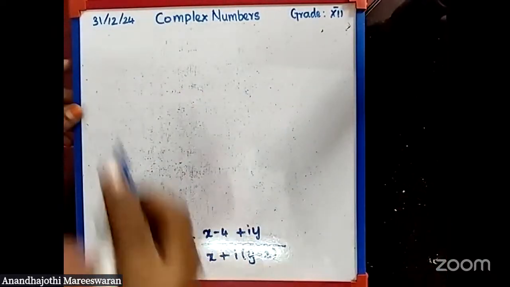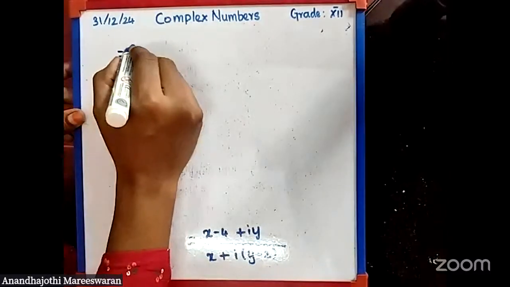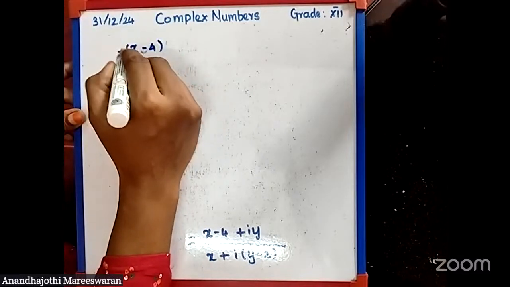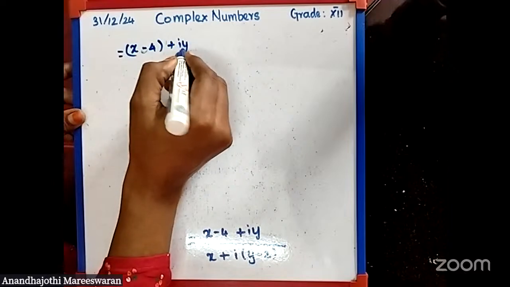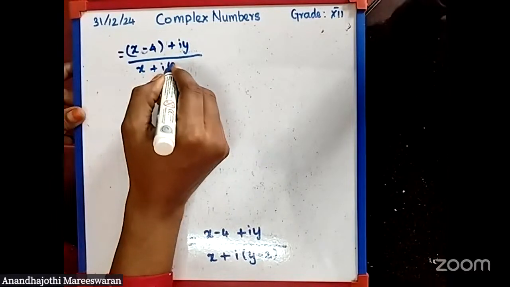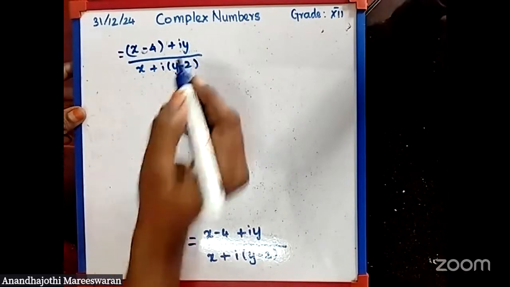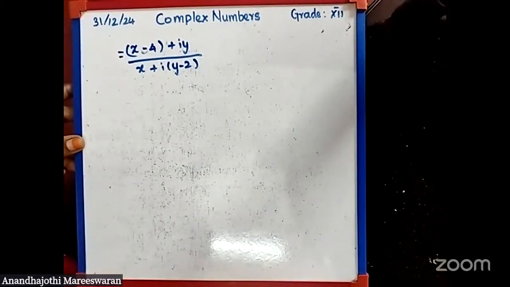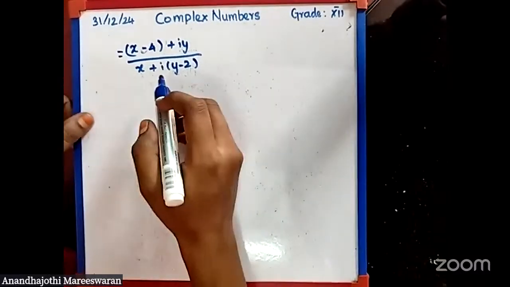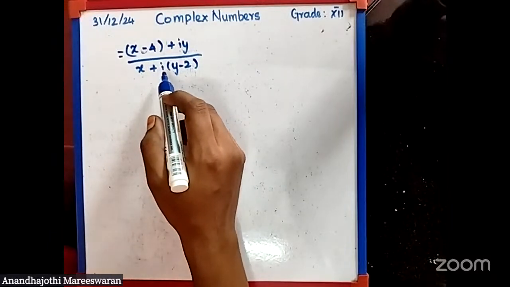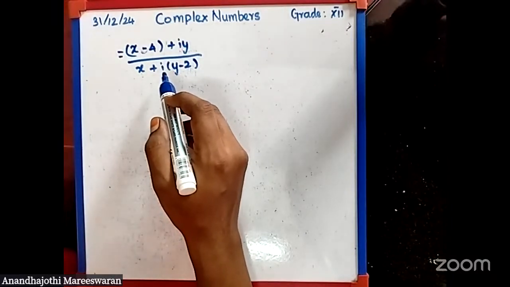What I already had: (x minus 4 plus iy) divided by (x plus i multiplied by (y minus 2)). This is what I solved. So what was the next step? The next step is, now we are going to eliminate this imaginary part. For that, I am going to do a simple multiplication and division.